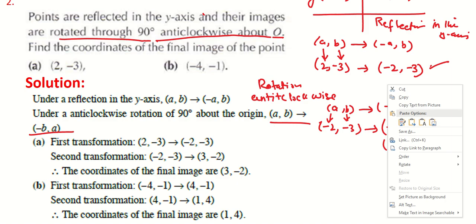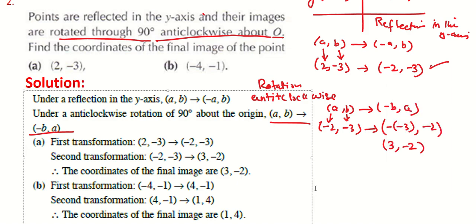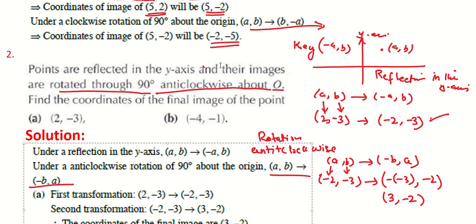Part number 2 is left for exercise. Solve this: Part B, the point (-4, -1) under the two transformations. Find the answer to this question.